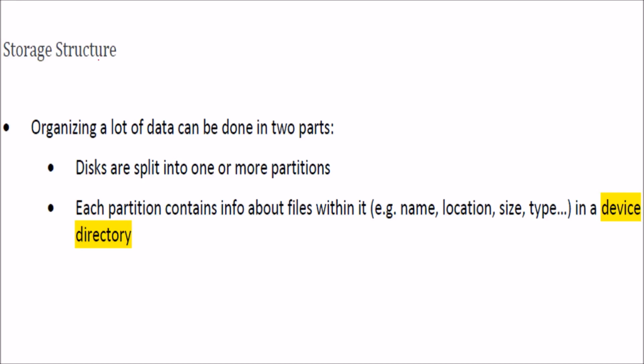When we talk about storage structure, when you want to organize data, you cannot just have haphazard data. You want some organization of data, and that can be done in various ways. First is the disk. These are split into one or more partitions, like C colon, D colon, E colon. And whenever you put a pen drive, you might have seen some other partition come up. Each partition contains information about the files within it. Because if you put some files, it will contain information about the file. So it can be name, location, size, and type in a device directory.